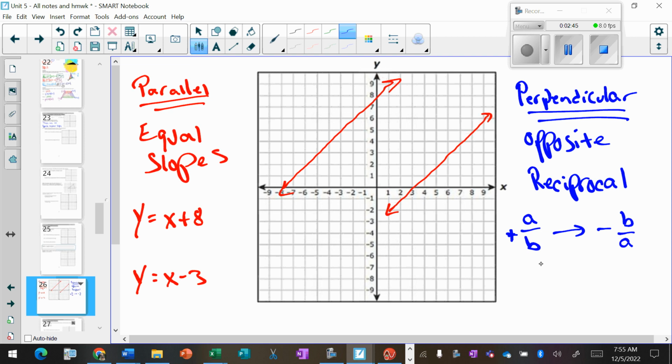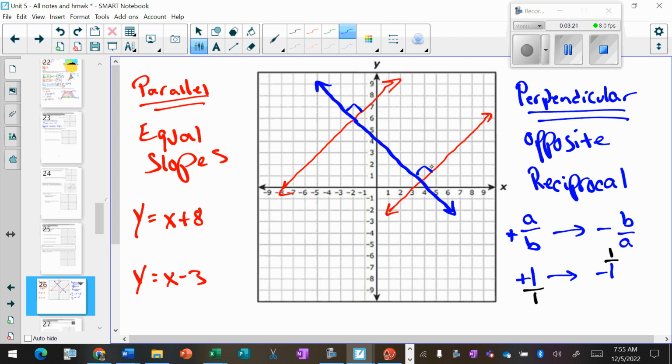So we did some work on it on Thursday. If your original slope was a positive 1, the opposite reciprocal is negative 1. The reason why that works is because 1 over 1, flip it to negative 1 over 1, is still just positive 1 and negative 1. So my perpendicular line would have a negative slope, a slope of negative 1. And that would be perpendicular to both of our parallel lines.